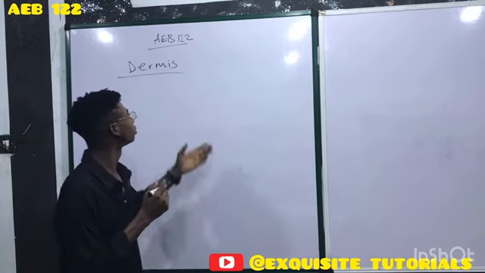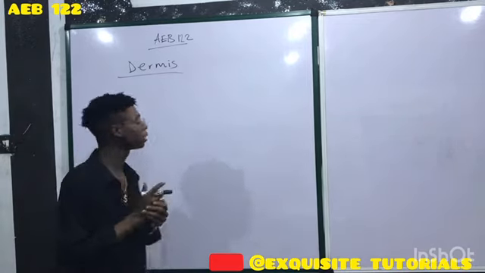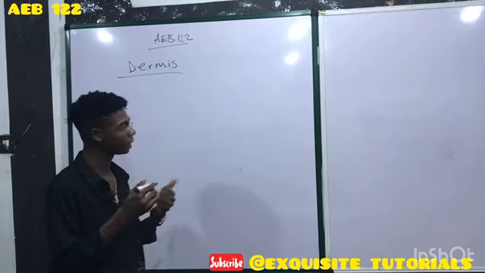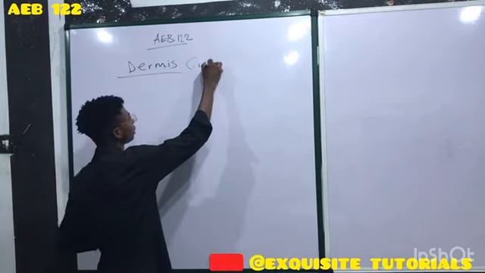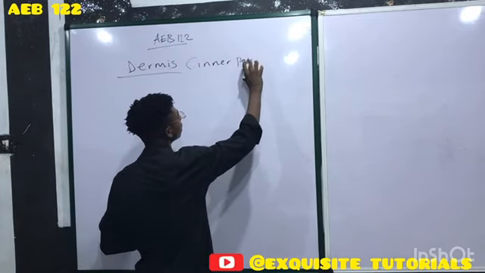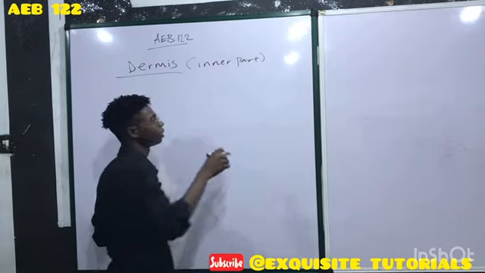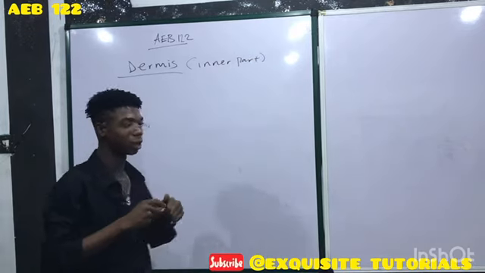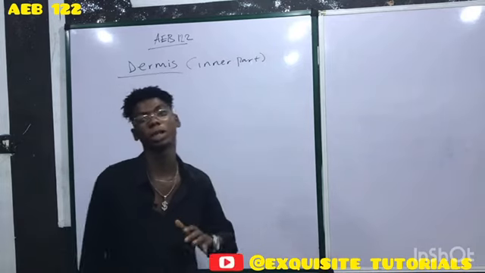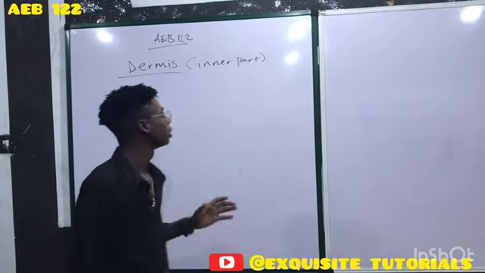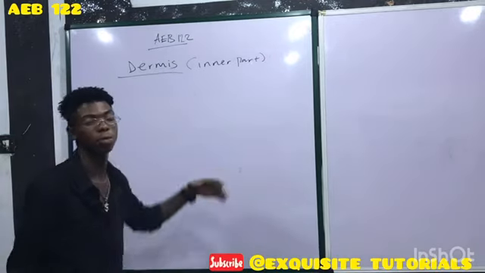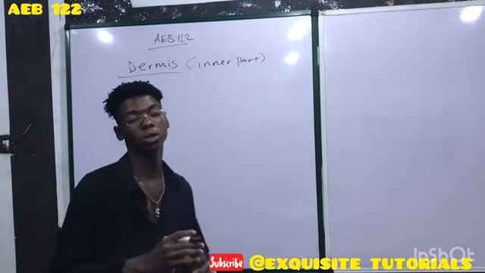Now down to the dermis. The dermis, like we said before, is the inner part of the skin. Though not the deepest, we consider it as the inner part. It is like a bridge, a gap between the epidermis and the subcutaneous layer, which is also known as the hypodermis. There are some things that the dermis is made up of that make it unique in its own particular way.